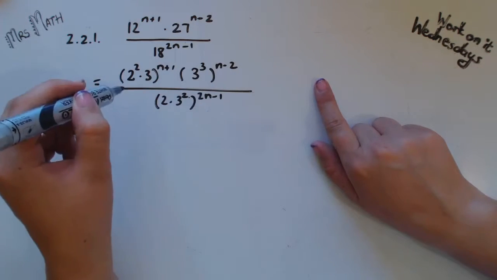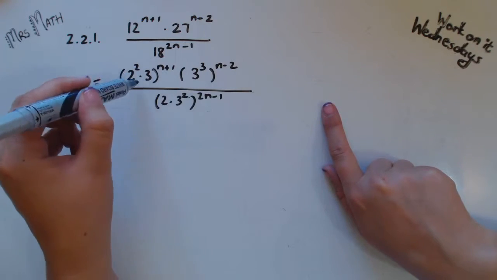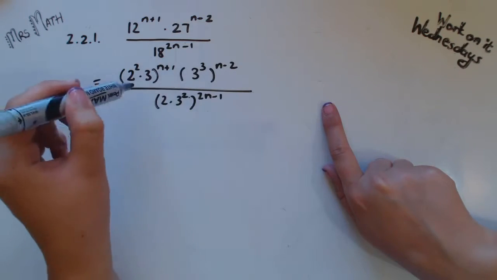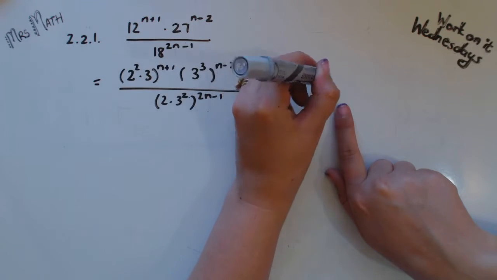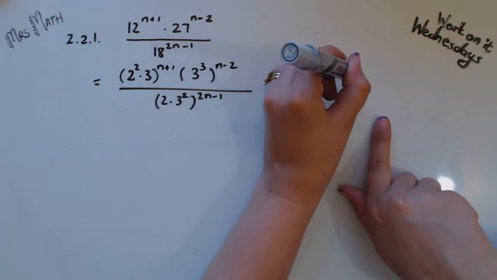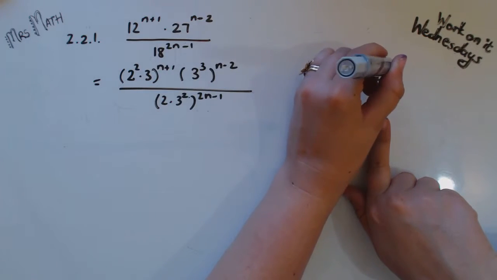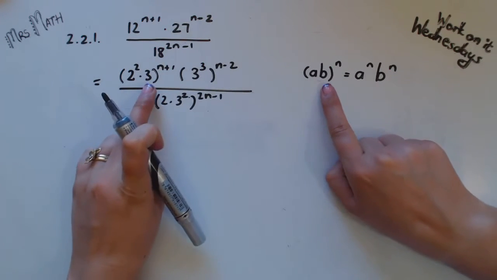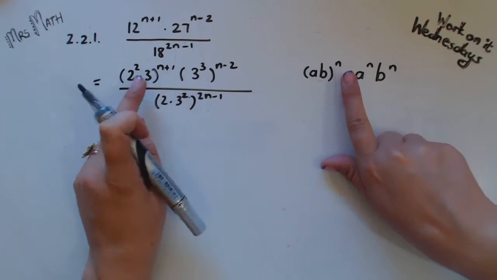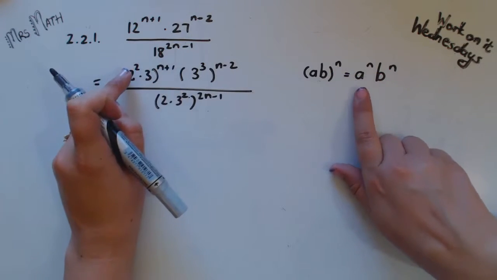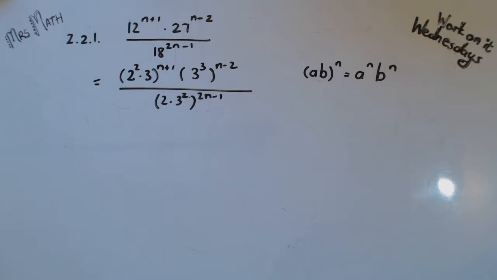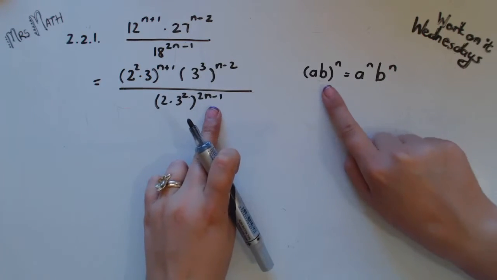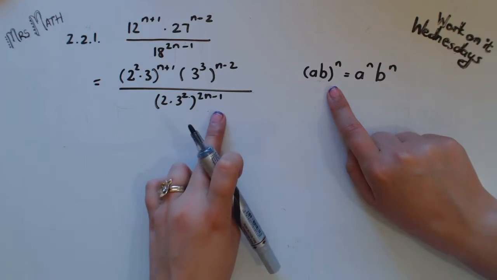So if I look now at this, I see exponential laws here. The first one I notice is there's that one that says AB to the power of n is A to the power of n, B to the power of n. I've got different bases with an exponent, then this exponent applies to that one and to that one. Right, that's the first one I see. And that's also the same one that I'm going to use actually with this one.